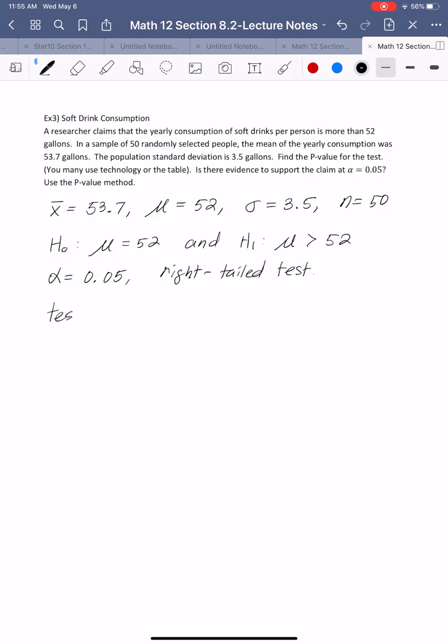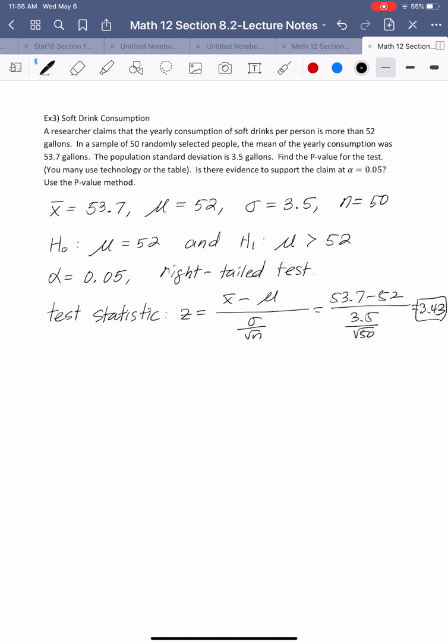So, finding the test statistic, z equals x bar minus mu over sigma over the square root of n, which is 53.7 minus 52 over 3.5 over the square root of 50. And I'm getting 3.43. All right, so now this is a right tail.